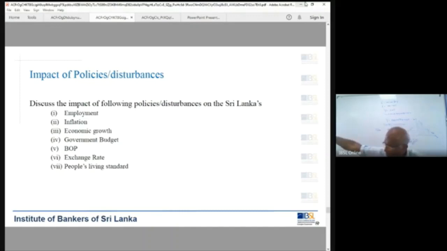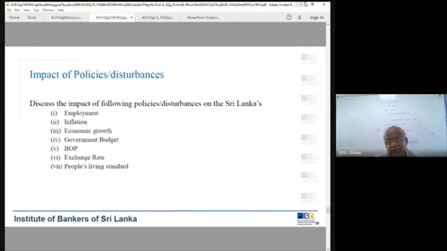Because of this COVID, the unemployment level increases. Economic growth decreases. The government budget deficit increases. The balance of payment decreases because import restrictions are there. Like that. The exchange rate depreciates because foreigners may want to bring their money back. The exchange rate increased to 185, 190, 200, now the 200 level. Recently it has come down to the 185, 186 level. Now policy shocks, what is the impact on this?